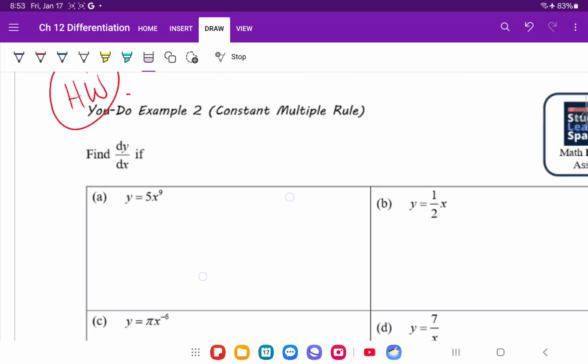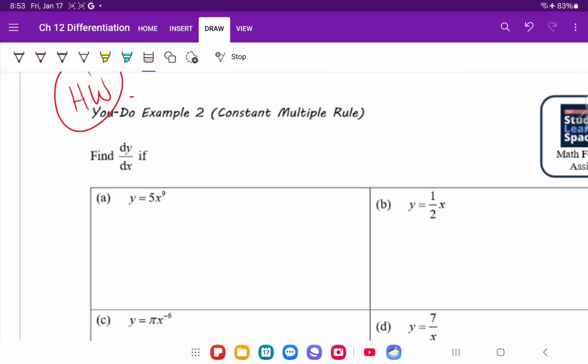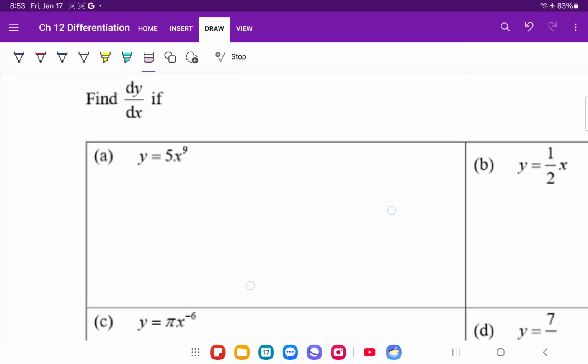Alright. For the you do example 2, I'm going to do it a bit faster now. For the first question, the dy/dx equals to, power comes down. So 5 times 9 is 45. The power reduced by 1, so 9 minus 1 is 8. Now if you want to do it by the long way, go ahead, but this should be the final answer. If you can do it faster, you should do it faster already.